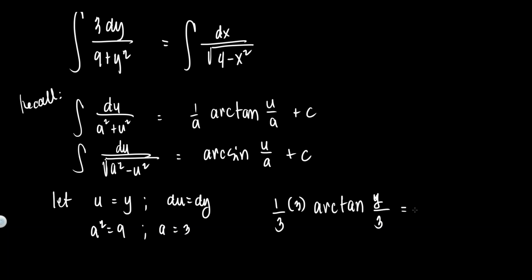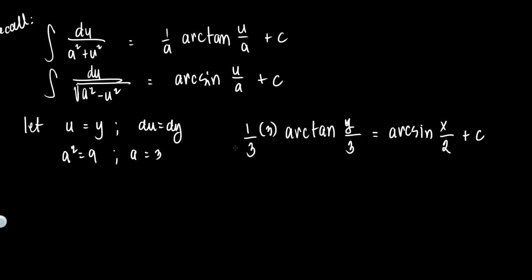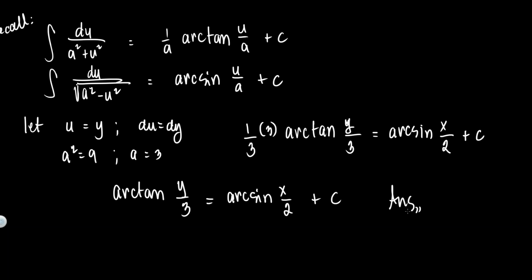Equals arcsine of, u is x, du is dx, u over a, so x over 2 plus c. The c on the left side and the c on the right side, c plus c is still a c. So the answer will be, 3 over 3 is 1, arctangent of y over 3 equals arcsine of x over 2 plus c. This is the final answer.